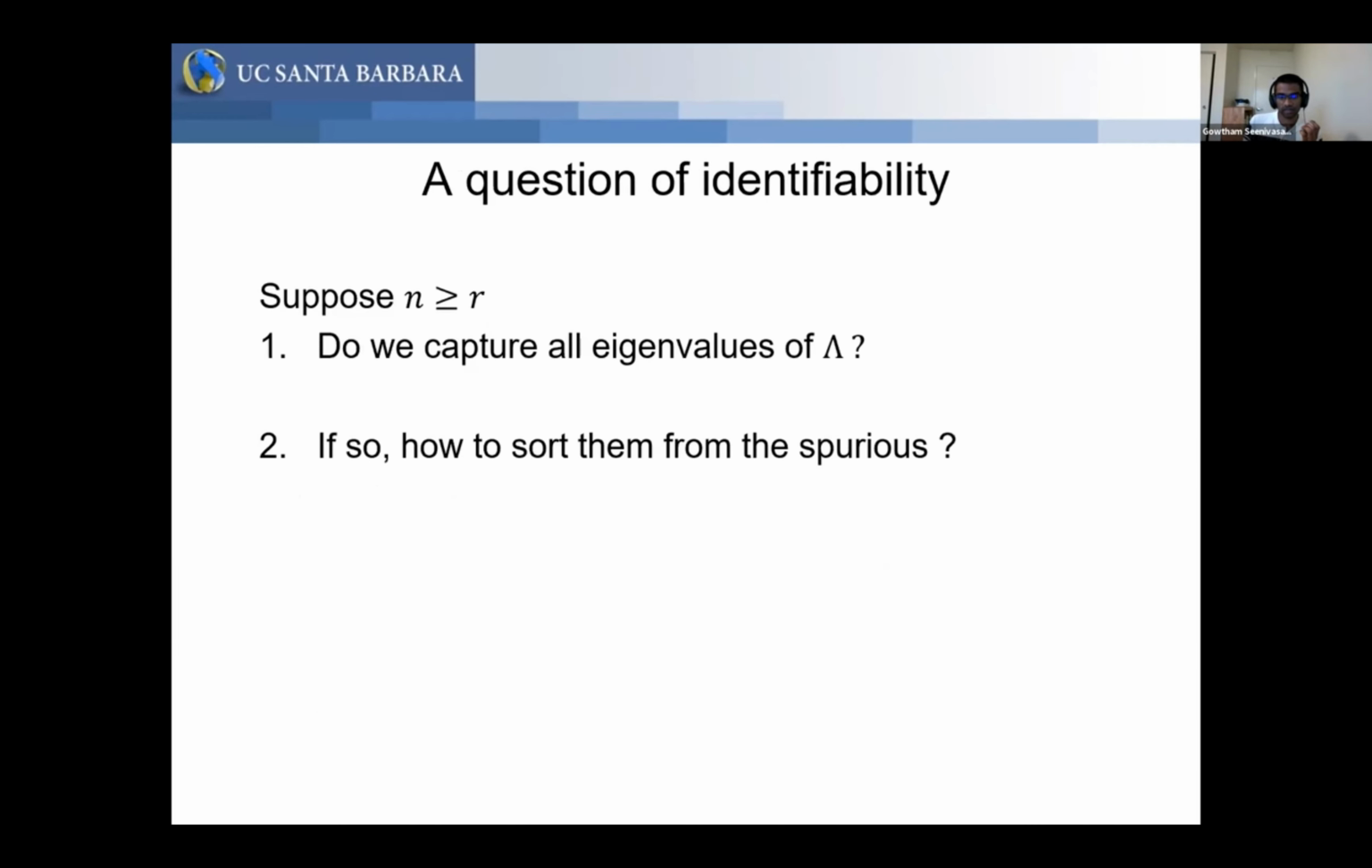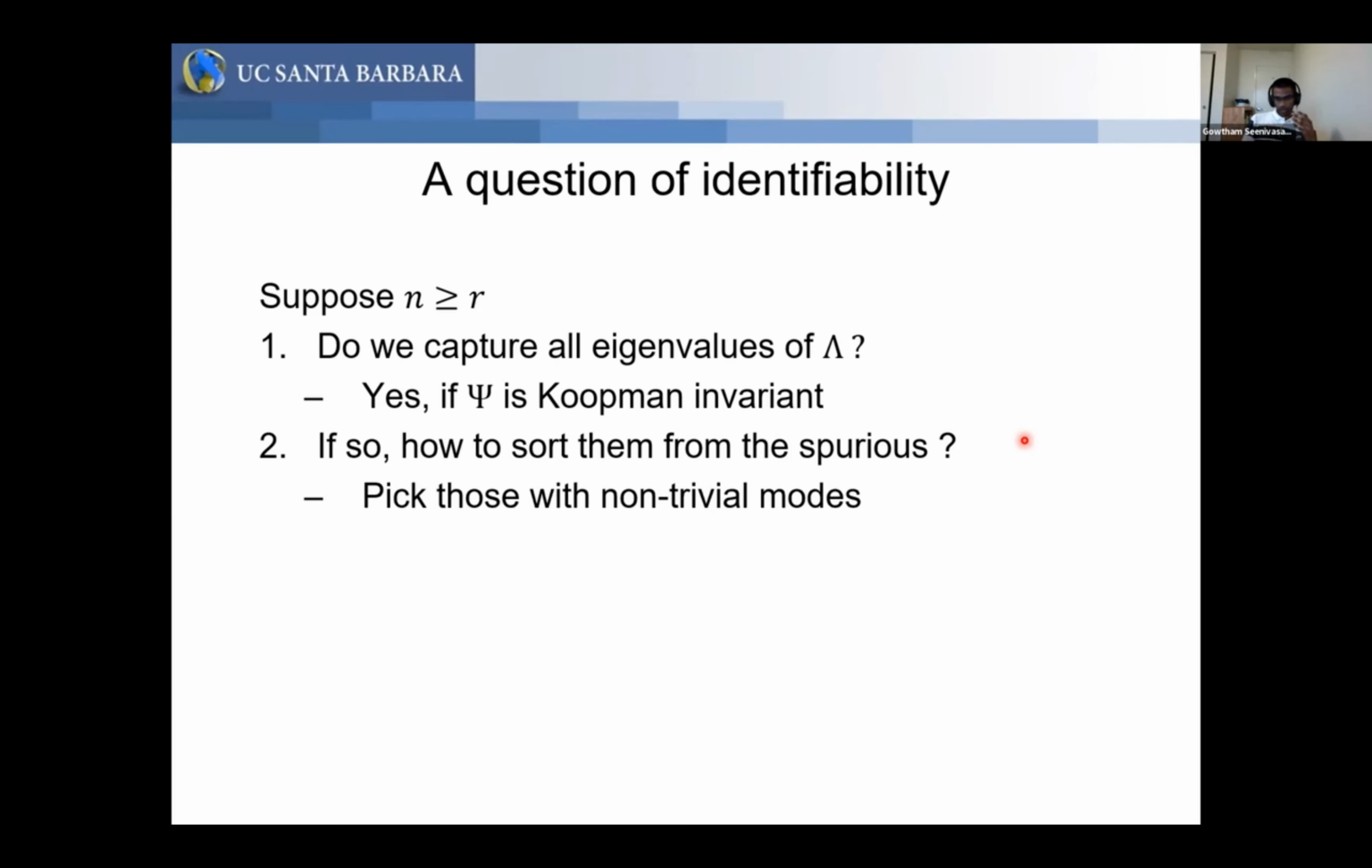Now, the question that we're going to ask is the following. Suppose the capacity of your model is more than the order of your system, then A, do we catch all the Koopman eigenvalues? And if so, how do you separate the Koopman eigenvalues from the spurious eigenvalues? The answer to the first question is yes, if the observers themselves are Koopman invariant. And one way to answer the second is to pick those DMD eigenvalues whose DMD modes have non-zero norm.